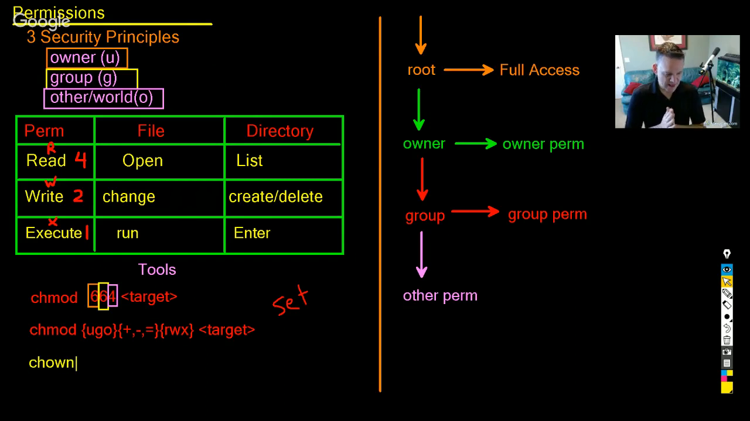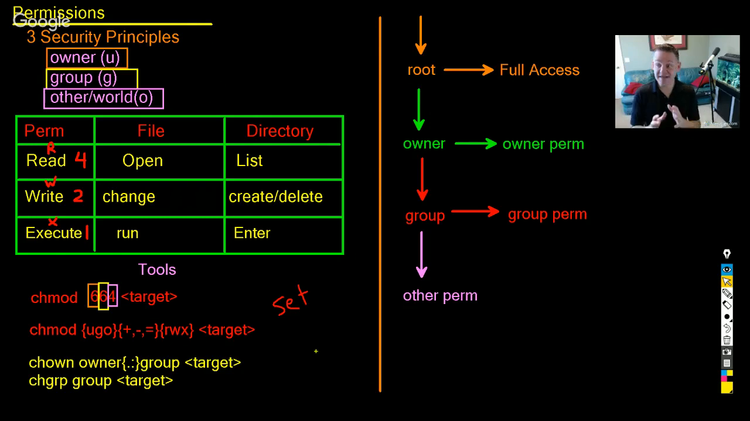Okay, and the syntax there would be owner and then some delimiter. I always use a dot. Most documentation uses a colon here, and then the group, and then our target. Okay. There is also a change group command. I don't use it very often, but that would be chgrp, then your group ID, and then finally your target.